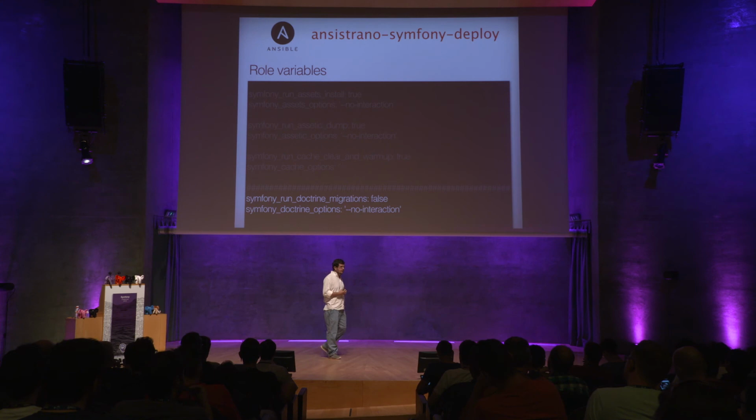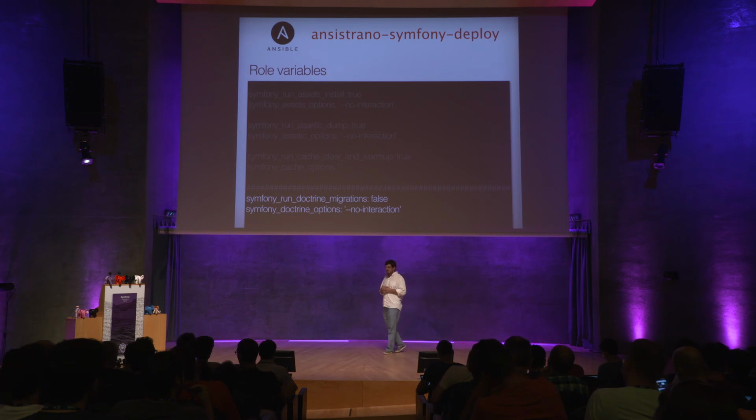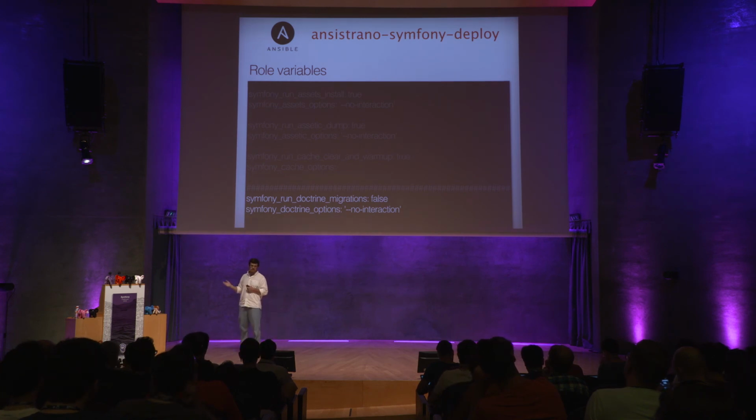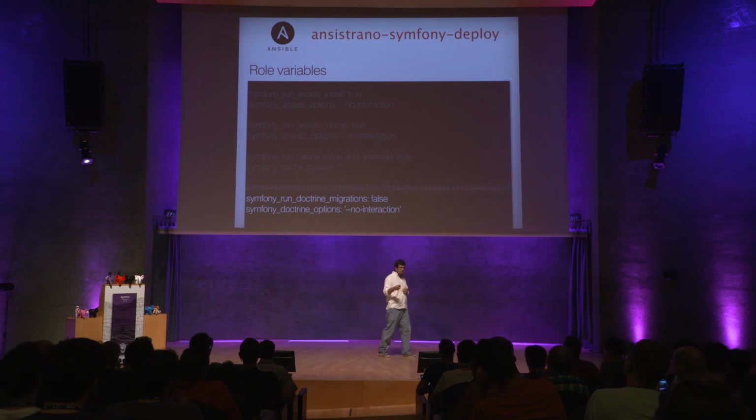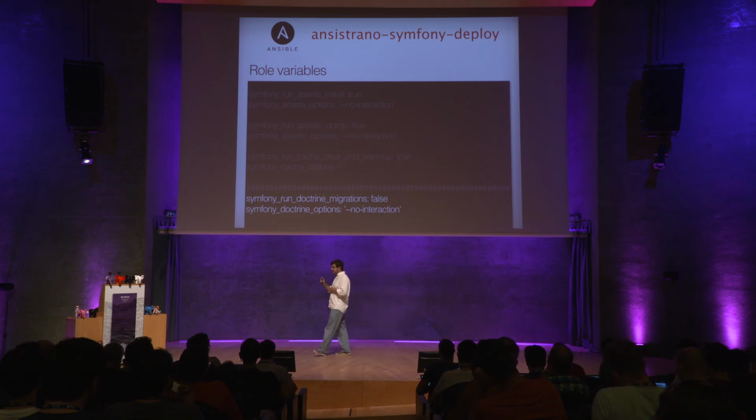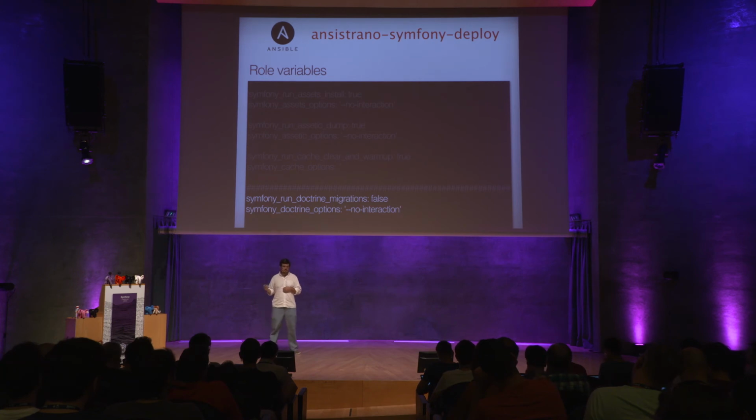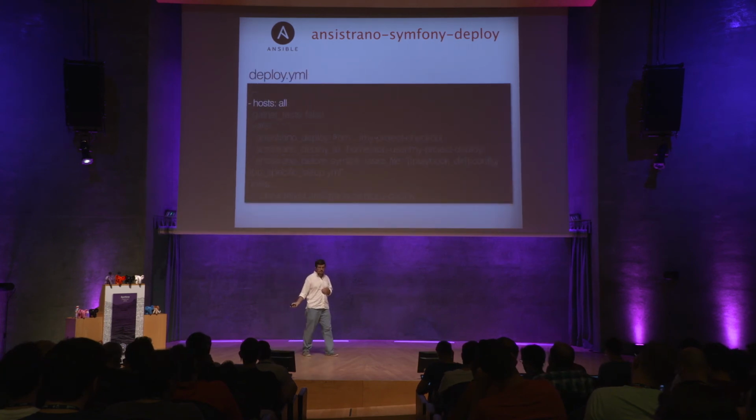if we want to install assets, run Assetic. Migrations by default are not enabled because, think about it, when you're deploying to multiple servers, you don't want to run the migrations in each server, because Ansible by default is going to run all these commands in each server. So you want to avoid running migrations in each server. So in the role side, there's some instructions on how to run this part only on one server when you're deploying. But by default, it's disabled.